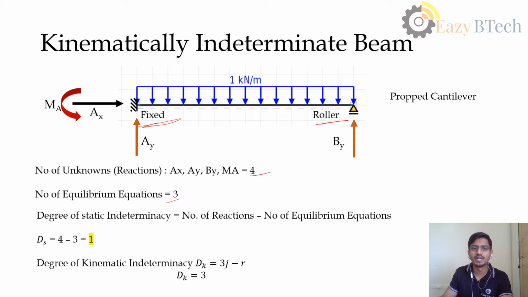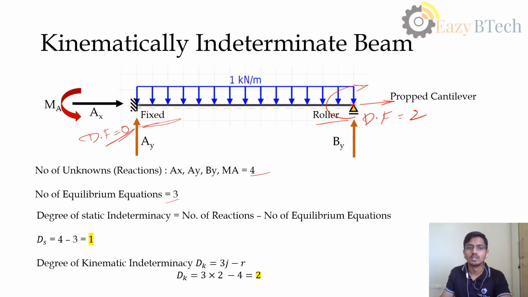Now the degree of kinematic indeterminacy. Because this is a fixed end, the degree of freedom here is 0, whereas for the roller it is 2. Why 2? It is free to move in the horizontal direction and it is free to rotate about the z axis. Okay. Now the degree of kinematic indeterminacy is 0 plus 2, which is 2.